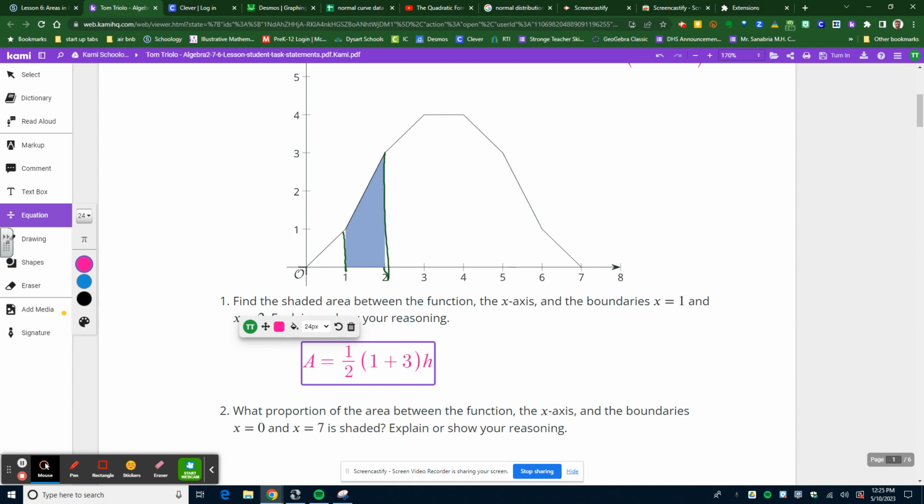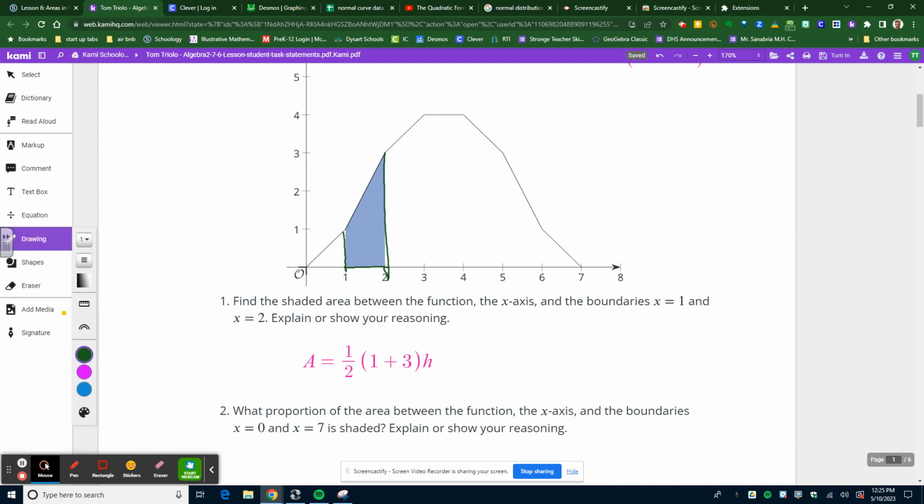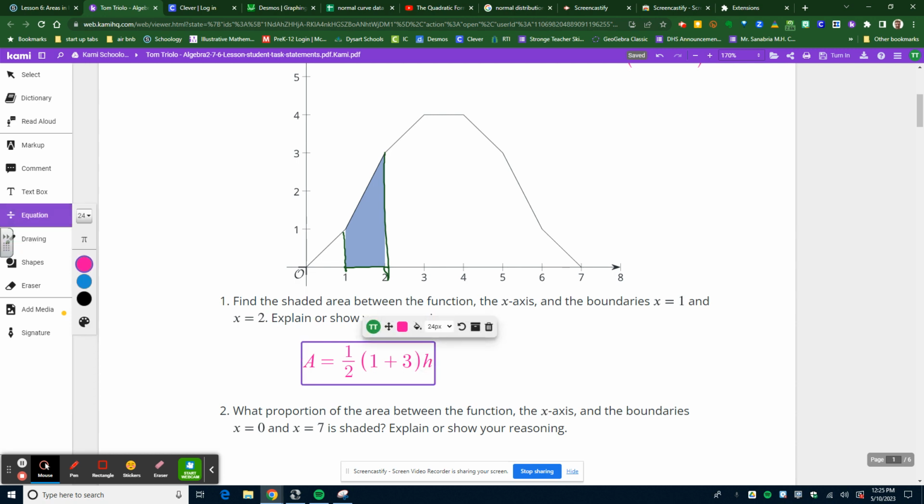And my height is this piece, the x-axis. How is the second base 3? You have to take this trapezoid and think of turning it. Here's my first base, here's my second base, and then here's my height. The height connects the bases.